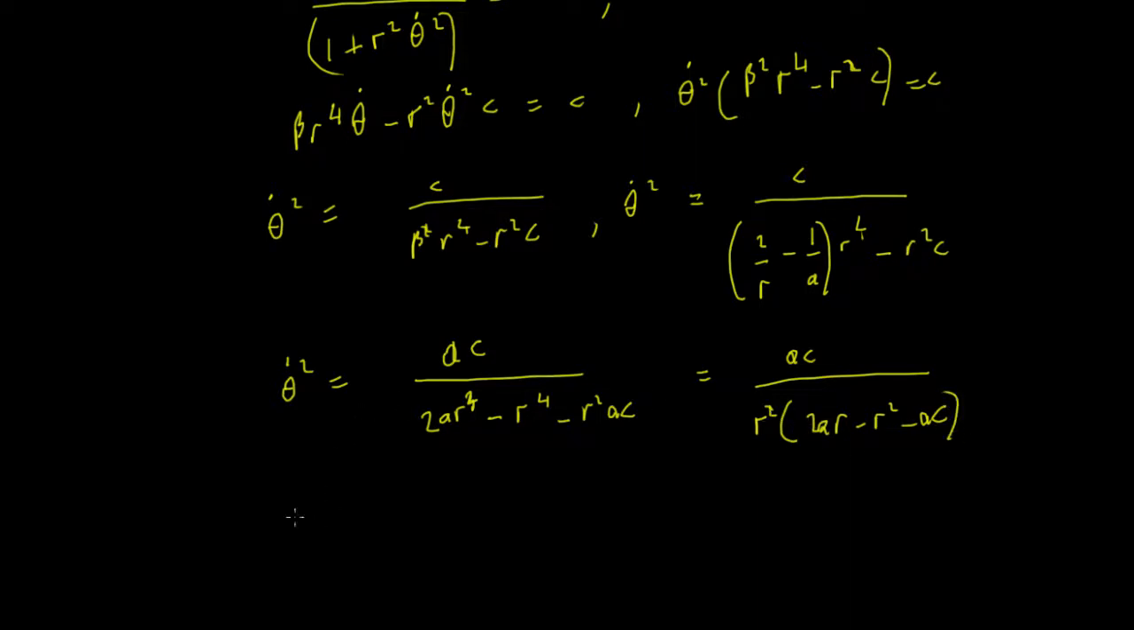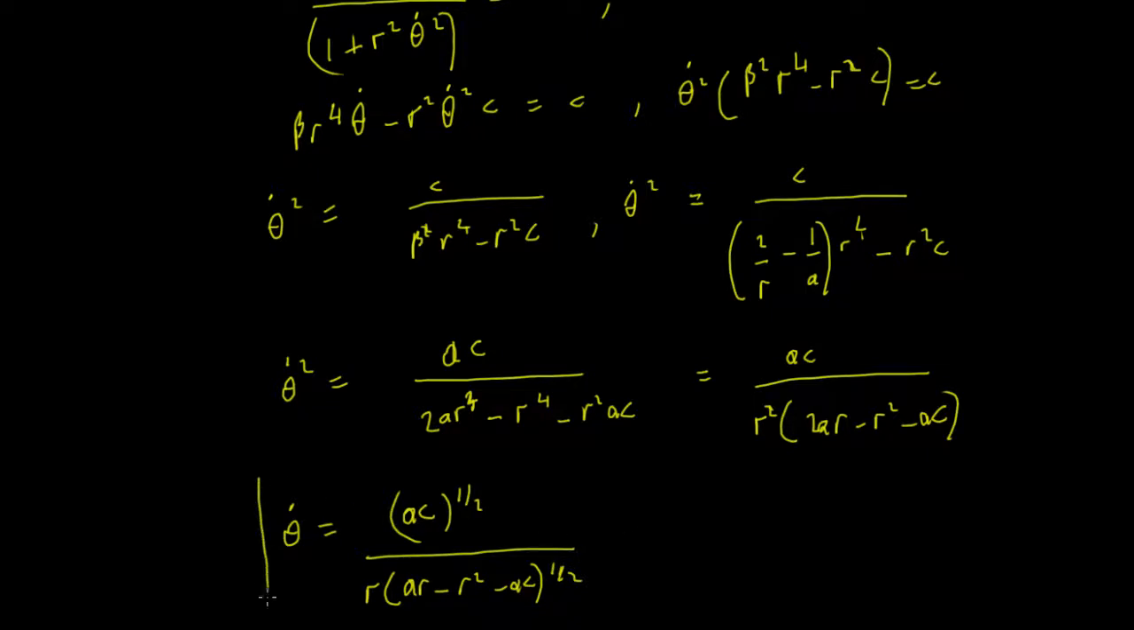And finally, if you can check this and compare this to the equation in the book, we've got theta dot equals ac to the power of a half all upon r, and that's going to be 2ar minus r squared minus ac to the power of a half. Okay, it's a bit of a monster. But that there, you can check that out, it's in the book.